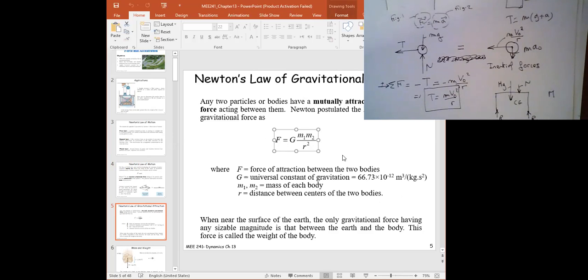interaction force between two objects. So the fact that you have any two objects with some masses means you actually have this interaction force. This is the force that keeps the moon orbiting around the Earth. This is the same force that keeps satellites orbiting around the Earth. That is the force. It's called the force of attraction between two bodies.